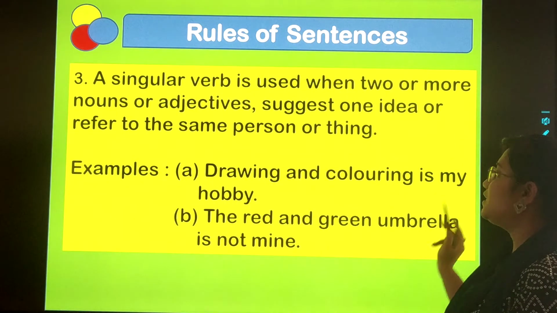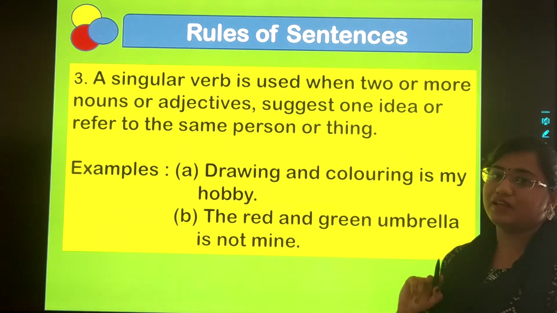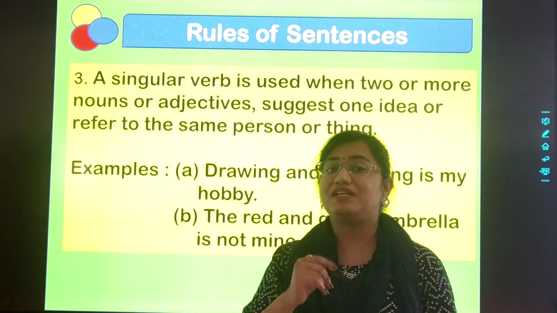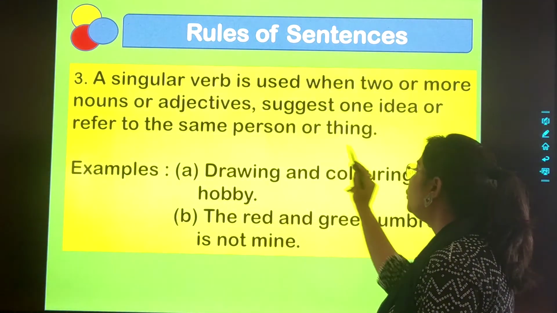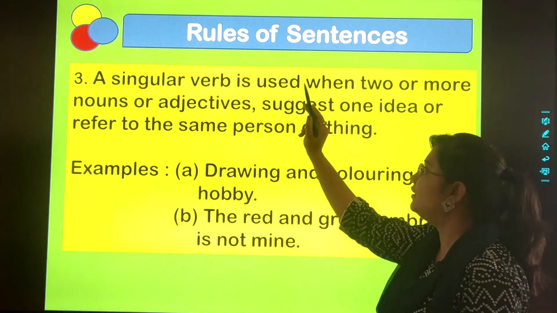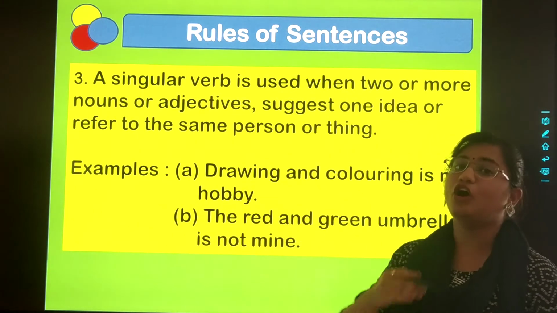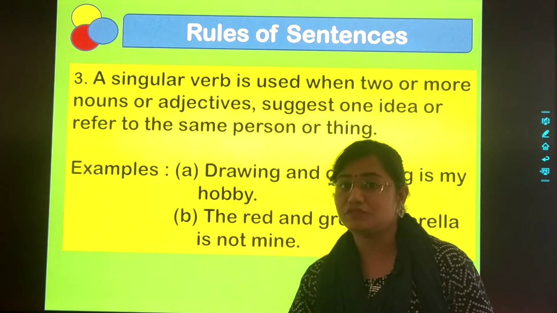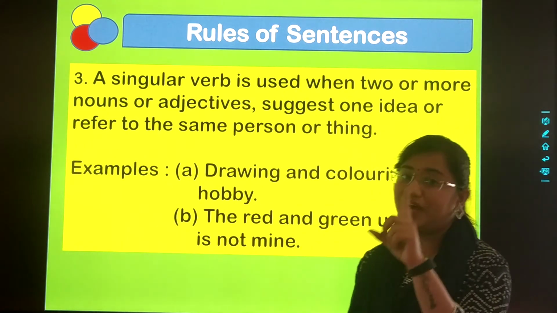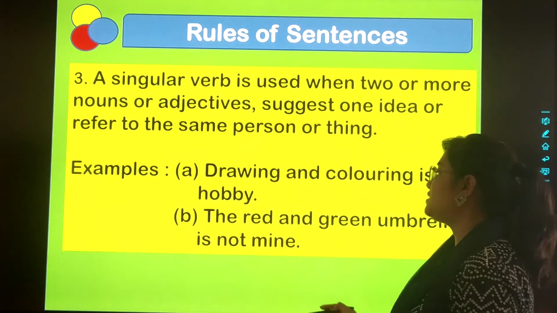Drawing and coloring is my hobby. Now over here, drawing and coloring are referring to something we like, right? So it is our hobby. The two are referred to with a single verb. Is it clear to you all? These are our activities, so we are referring to both these activities as one, as our hobby. Is it clear? See the next example.